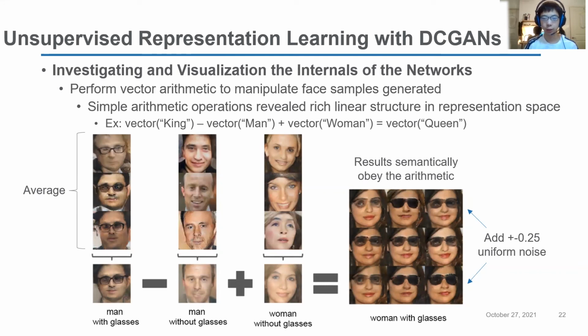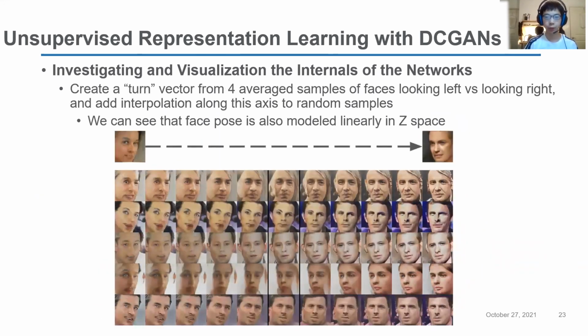Previous work has demonstrated that conditional generative models can learn object attributes like scale, rotation, and position. However, this is the first time purely unsupervised models demonstrate this kind of ability. Finally, they make a face turn from right to left by creating a turn vector from 4 average samples of faces looking left versus looking right, and add interpolation along this axis to random samples. This also proves that this face space is very linear.